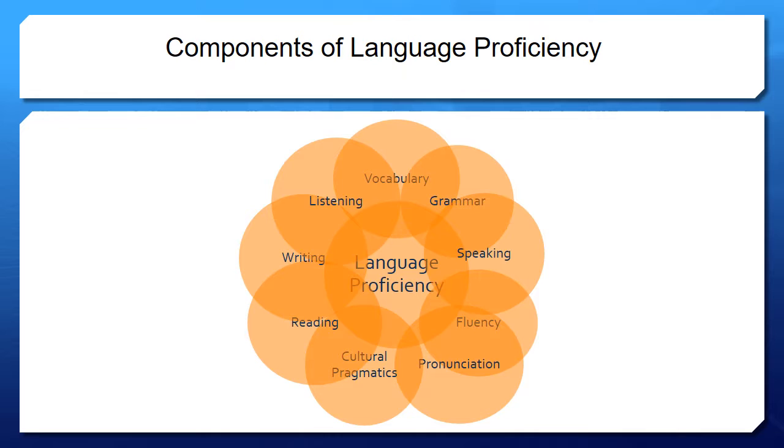Cultural pragmatics is another big issue. The whole point of what to say and where to say it and who to say it to, levels of formality, cultural expectations. This is another tremendously important component of language proficiency.